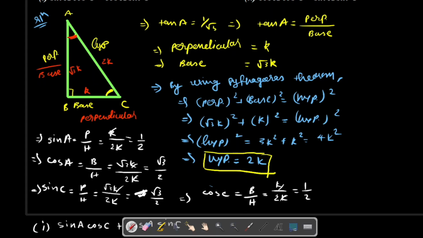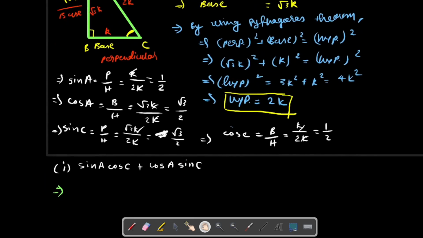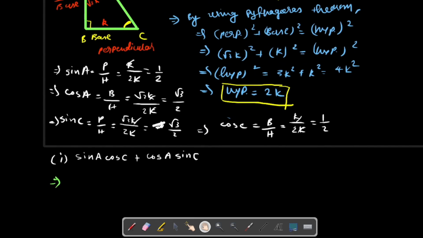So here we have the needed values. Now we just put them in our equation and find the values. Sin A is 1 upon 2, right? Cos C is 1 upon 2, right?